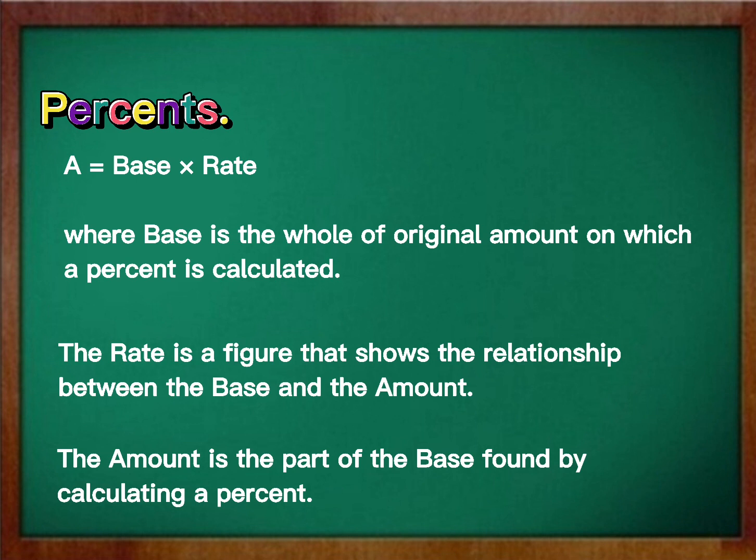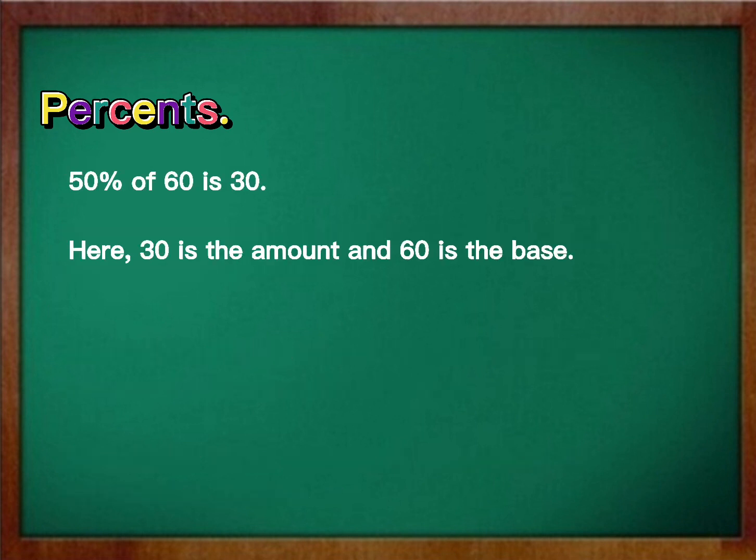Percents. The basic percentage formula is A equals base times rate, where the base is the whole or original amount on which a percent is calculated, and the rate is a figure that shows the relationship between the base and the amount. The part of a base found by calculating a percent is called the amount. Here, 50% of 60 is 30. Here, 30 is the amount and 60 is the base.